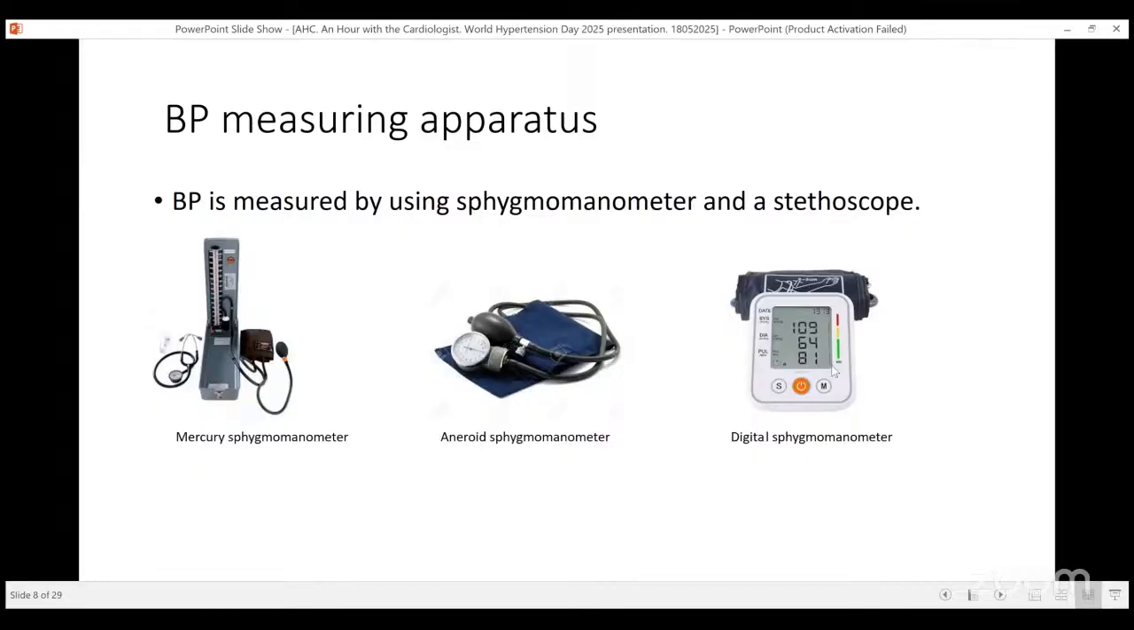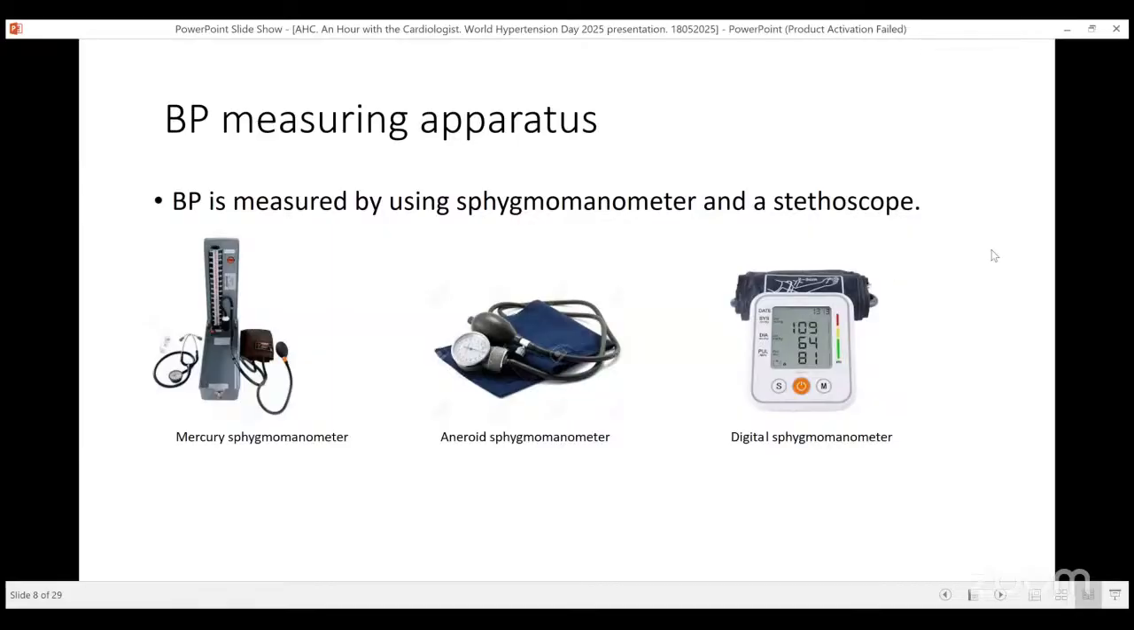The one that is in high demand now, and is being used and has also been validated in so many studies, is the digital sphygmomanometer. It's very easy to use. You can check it yourself. You don't need a stethoscope for that. For these first two, you need a stethoscope. But for the digital sphygmomanometer, you don't need one. Just put it on, and if you can place it correctly, you can measure it yourself.